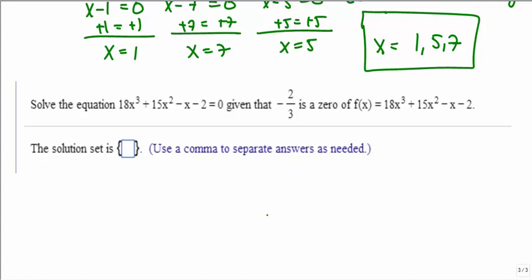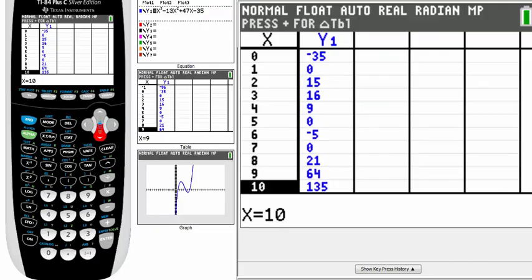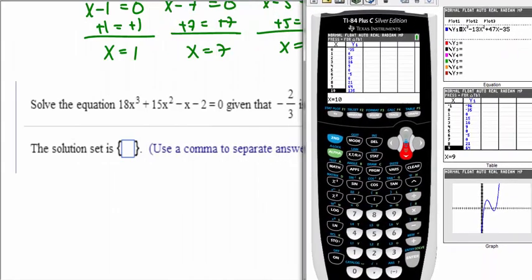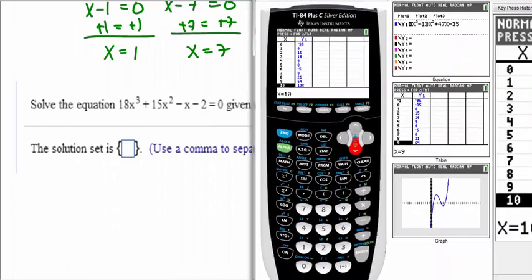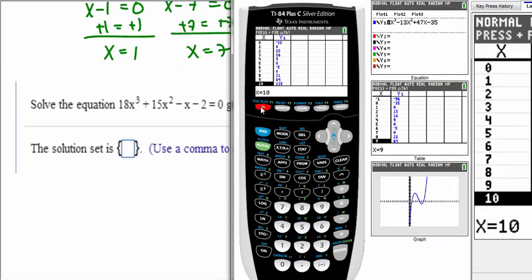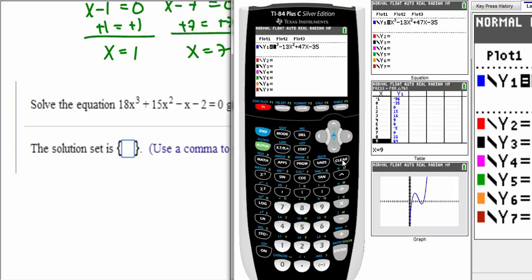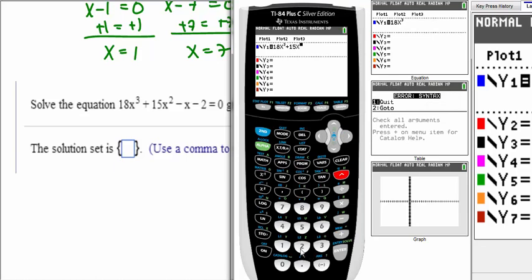So to get started with this one, as usual, I still recommend we graph it, even though I'm concerned that I have this root of negative 2/3, so that tells me right away I don't have integer values, which are the easy ones to find. So let's start by graphing y equals 18x cubed plus 15x squared minus x minus 2.